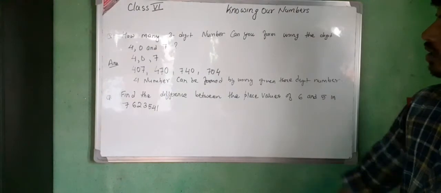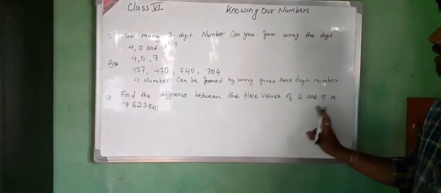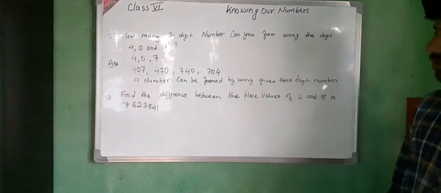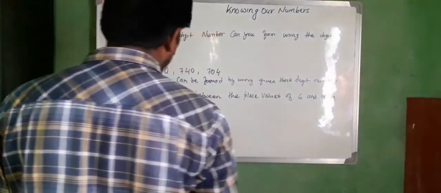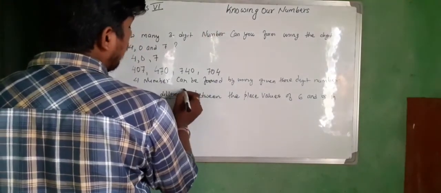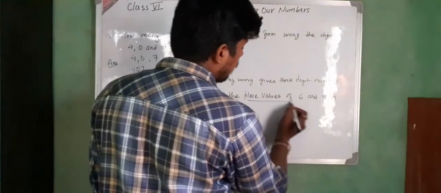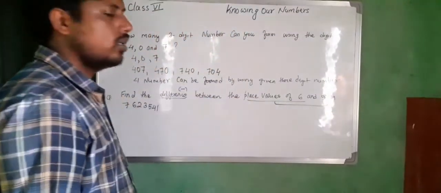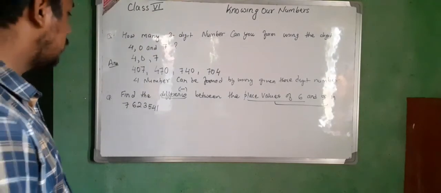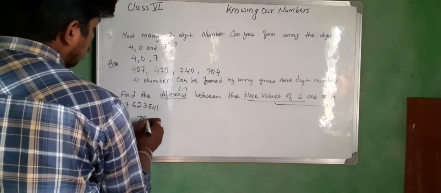Next one, find the difference between the place values of 6 and 5 here. So you know what place value means. Difference means minus, subtract. Whose subtraction? Place value of 5 and place value of 6. So let us first find the place value of 6.